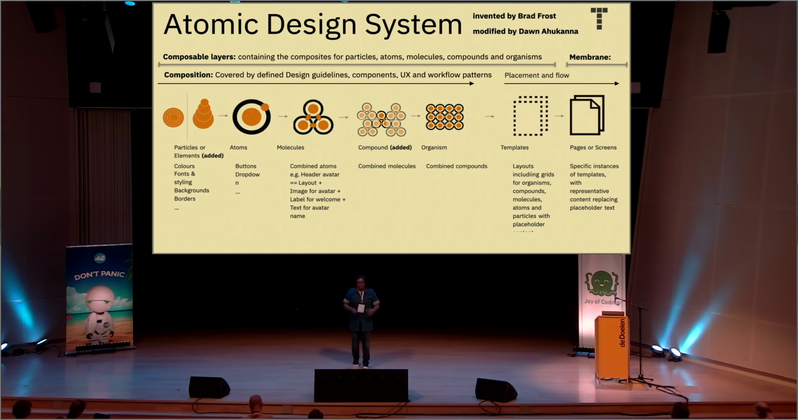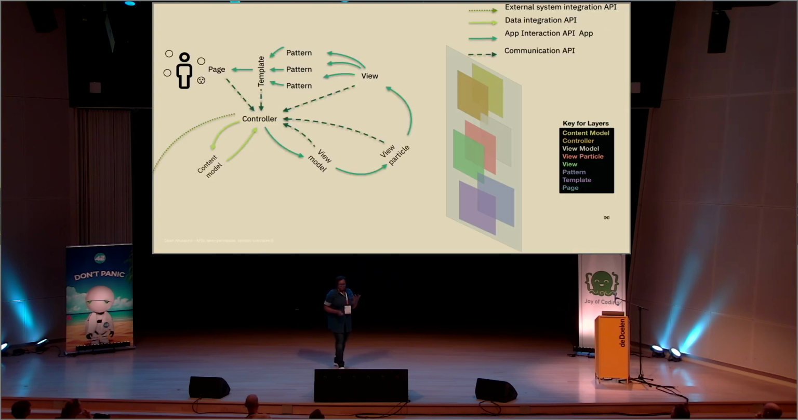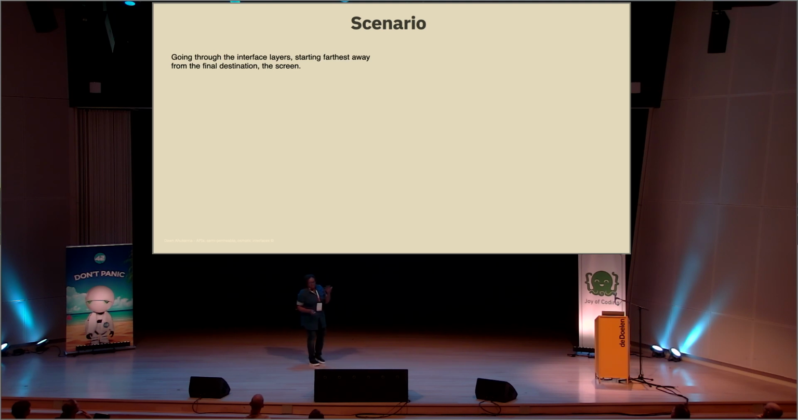So now I'm going to go a little bit deep, because this is the area that I work in. Some of you may be familiar with atomic design. It's a design system, and it's really just a model of looking at user interface design. What I've done is add a couple of items at the front, again inspired by chemistry, so it's called particles or elements. Let's go through an example scenario.